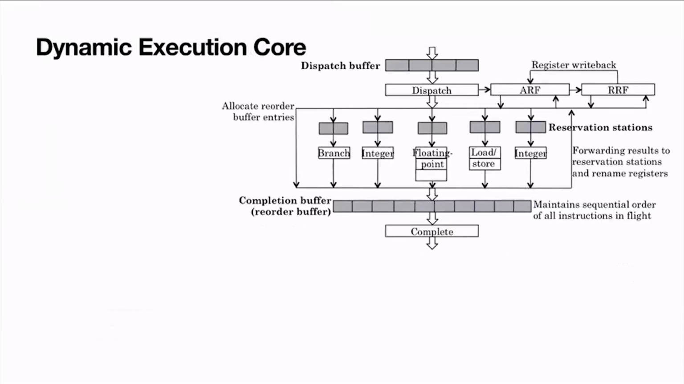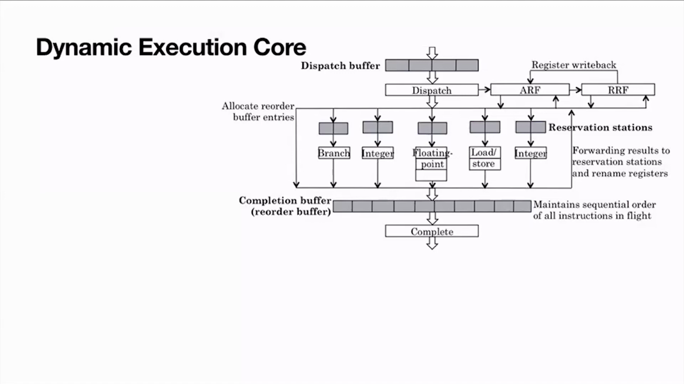So if you see in the superscalar processor implementation, we said the execution unit is where instructions are going to be executed in an out of order fashion, and how that actually happens is in the dynamic execution core. There is a dispatch buffer. From there, we'll be dispatching the instructions, and while dispatching, we'll be performing register renaming. That is what is given here, ARF and RRF. And we'll also make an entry in the reservation stations for each of these dispatched instructions.